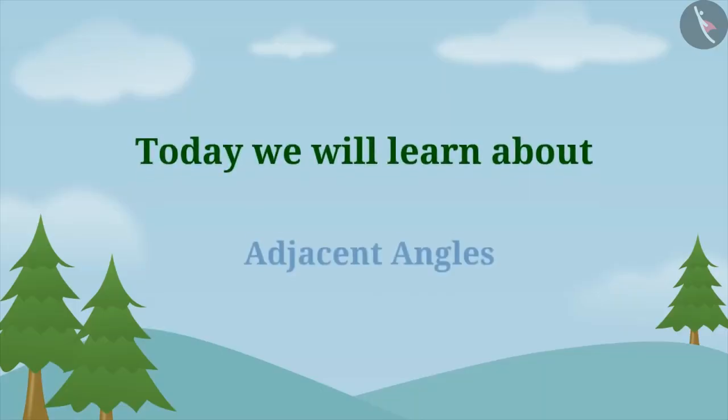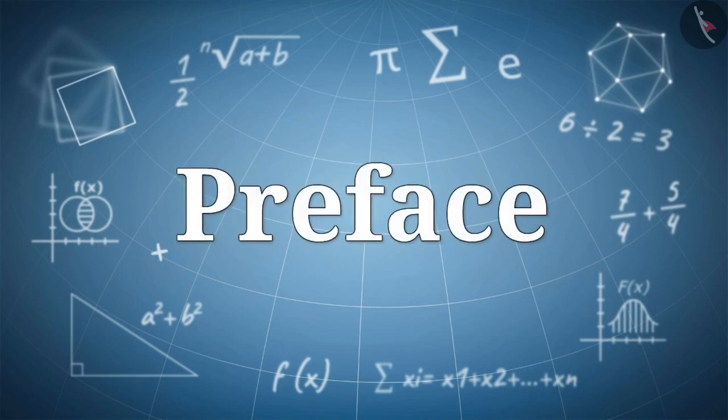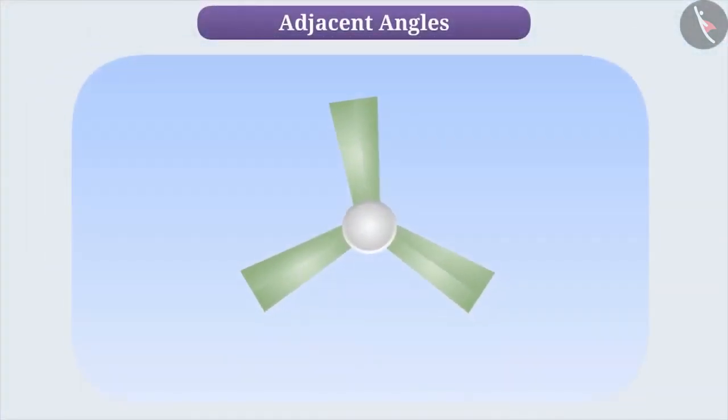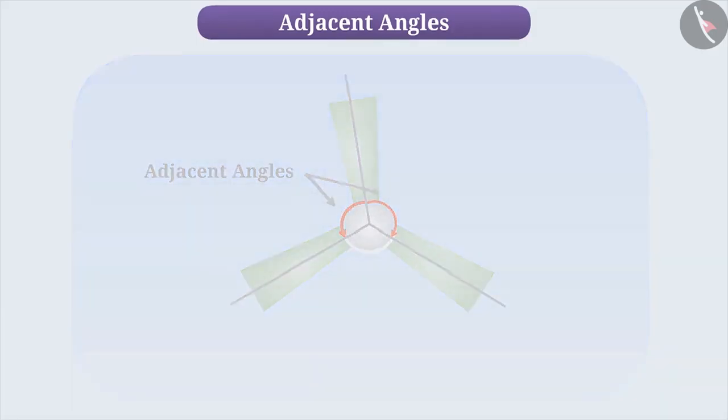We will learn about adjacent angles. A picture of a fan is shown here. If we consider any two angles, they are adjacent angles to each other. But to identify whether two angles are adjacent or not, we need to understand the concept thoroughly. So let's go through the concept of adjacent angles.